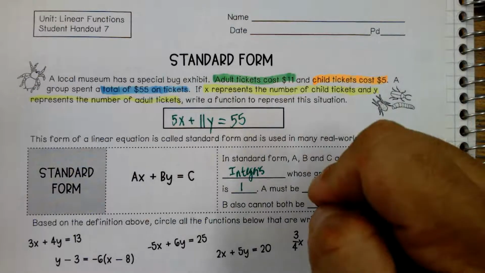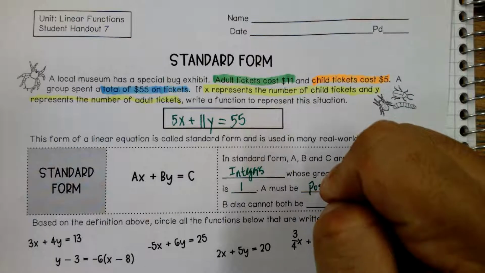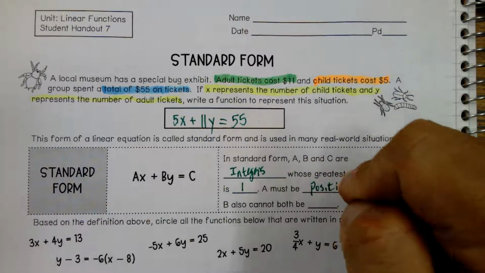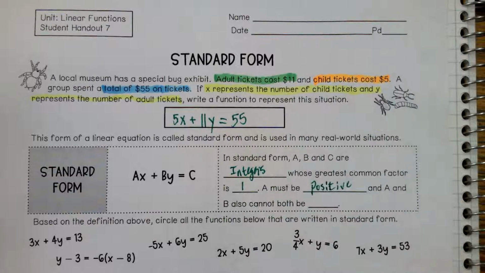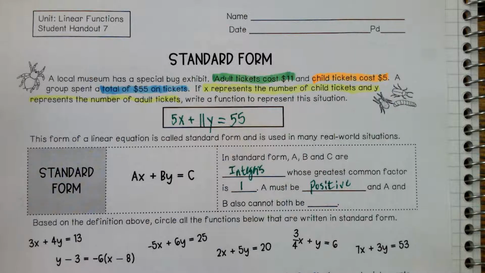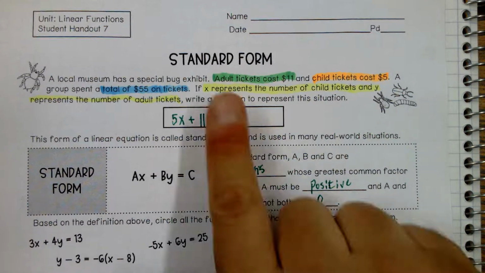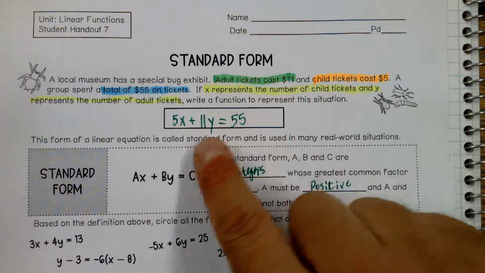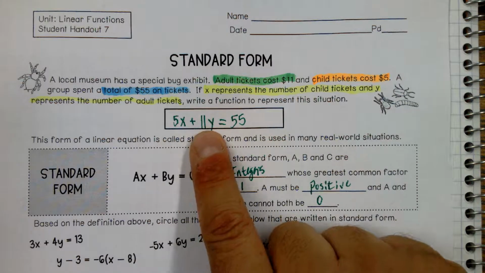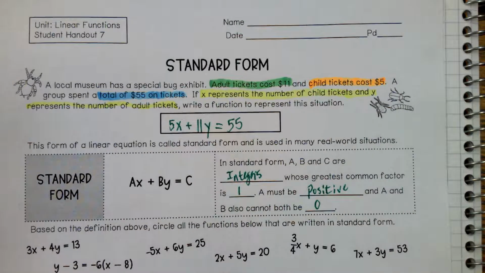Also, a must be positive. It's not a hard rule, but it does make working with it easier once you are working in something that uses them, like econ classes and stuff like that. B cannot be 0, because if B is 0, which is the number that goes where 11 is, that would just eliminate this, and it would just make a horizontal line, which is not very interesting.